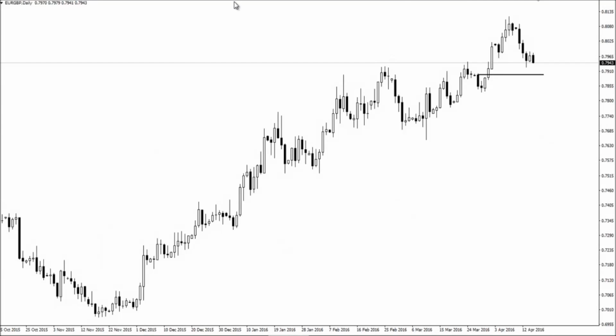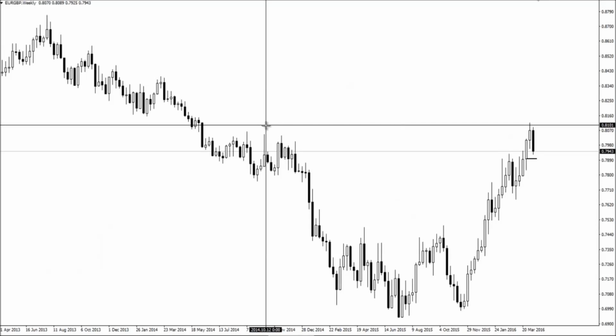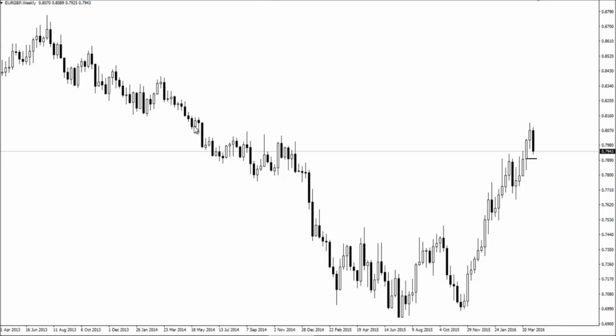So what did Euro GBP do? Ripped, right? I see this liquidity here, these highs here. It's coming right into this bearish block here. How many times do we see this? Stops taken, price coming into a bearish block all the time.